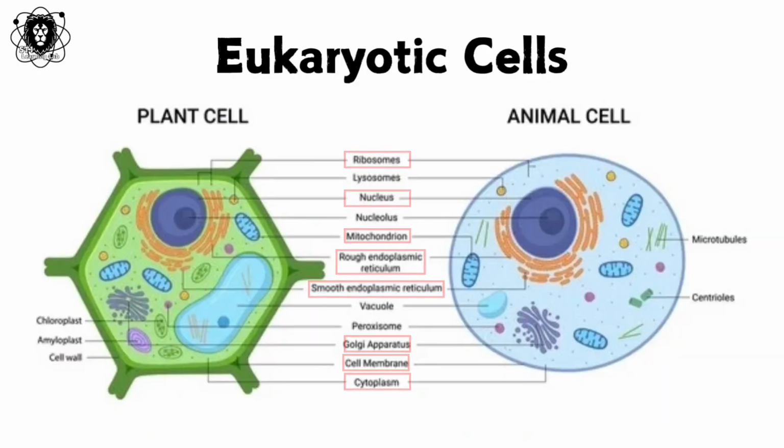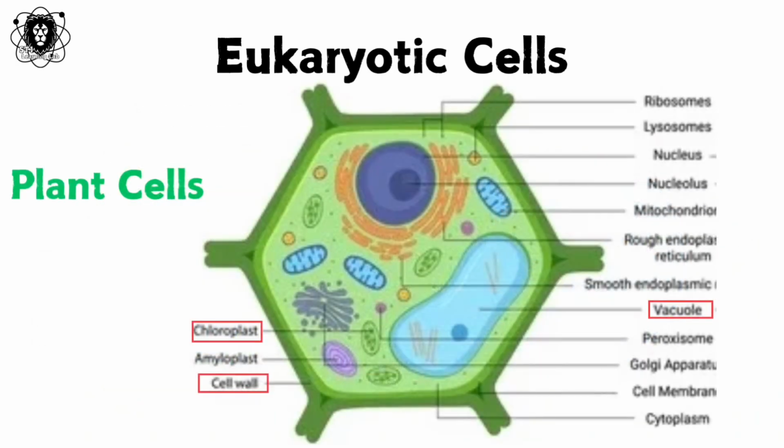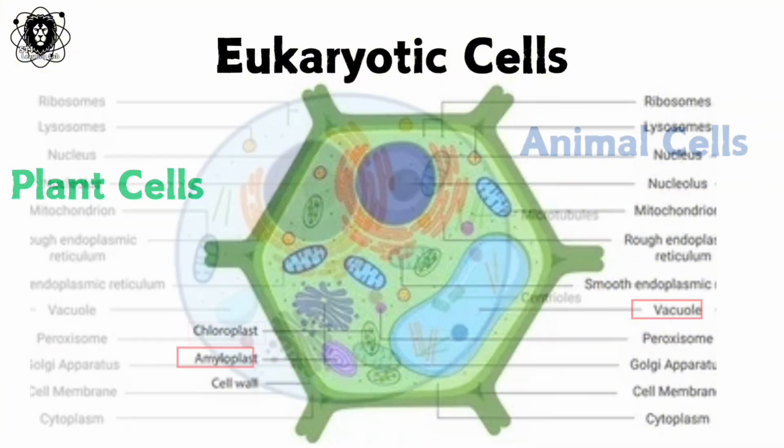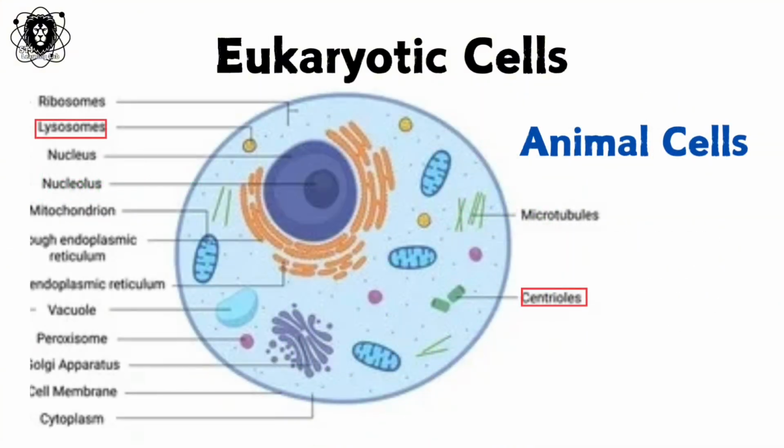Now, let's compare everything at a glance. Organelles shared by both plant and animal cells include a nucleus, mitochondria, endoplasmic reticulum, Golgi apparatus, ribosomes, cytoplasm, and the cell membrane. Chloroplasts, a large central vacuole, and the cell wall are only found in plant cells. Two organelles found only in animal cells are lysosomes and centrioles.